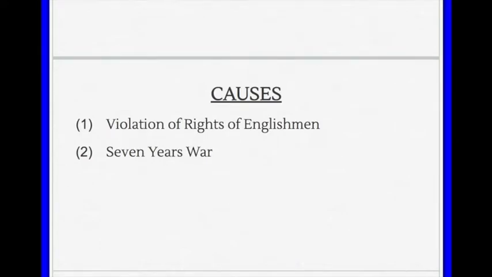There were two major causes of the American Revolution. First, it was the colonists' perception that the English Empire violated their rights as Englishmen. And second was the 7 Years' War.